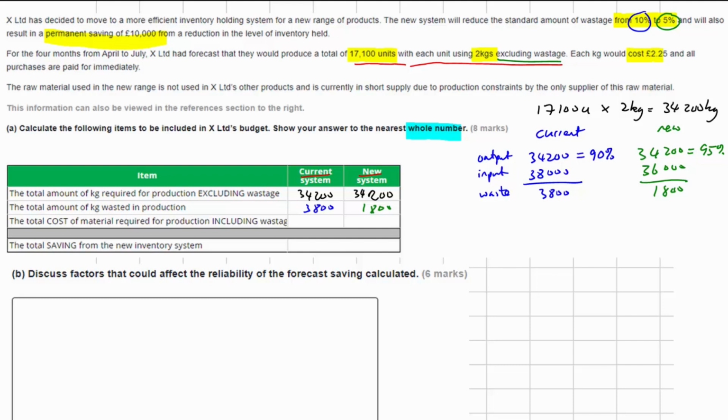Now, in a moment, we'll come back to how you would do this if it said this was including wastage. But let's finish this question off first before we revise that area.